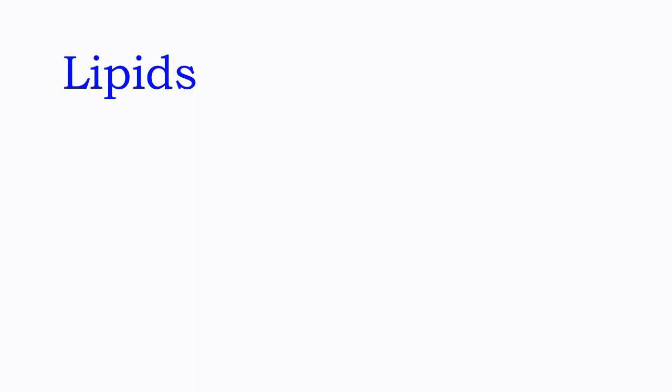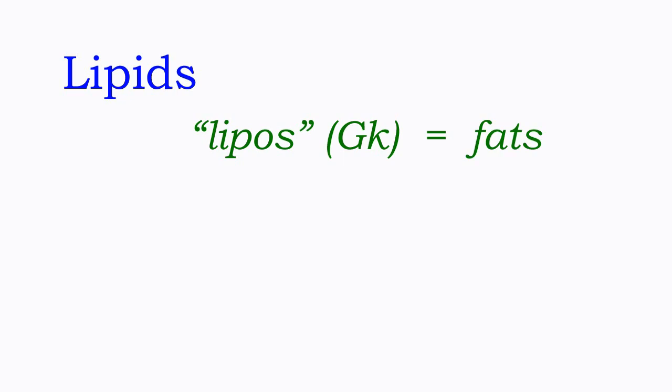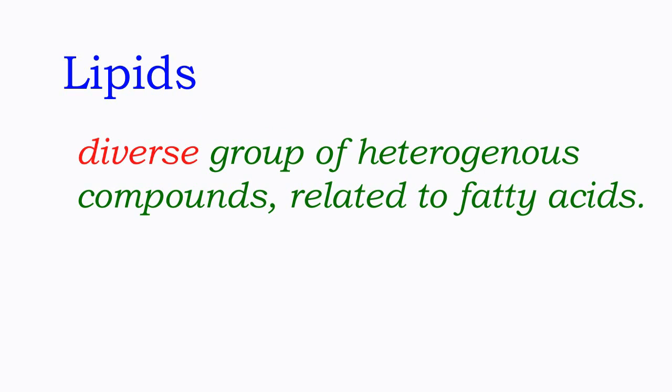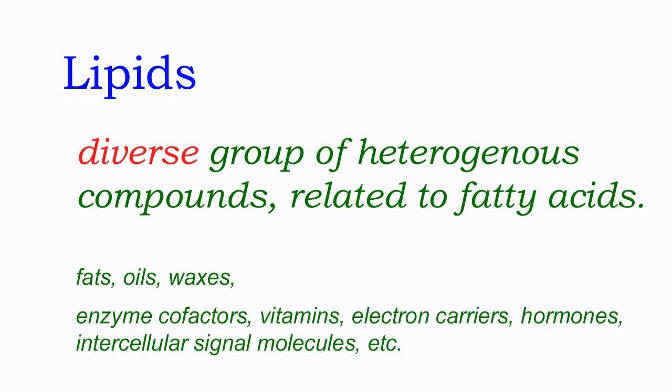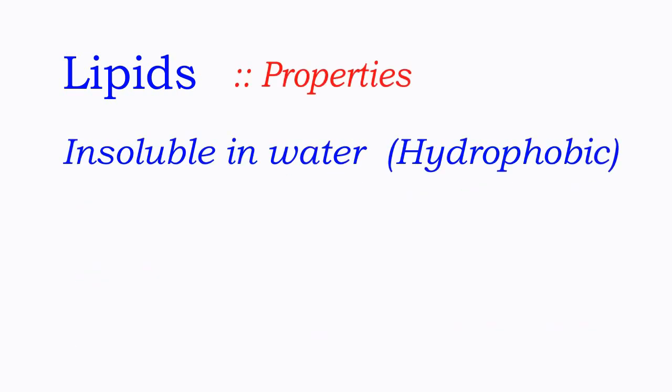Now to start with, what are lipids? The word lipid comes from the Greek word lipos, which means fats. So basically, lipids are a diverse group of heterogeneous compounds related to the fatty acids, including fats, oils, waxes, and smaller compounds like enzyme cofactors, vitamins, electron carriers, hormones, intracellular signal molecules, etc.